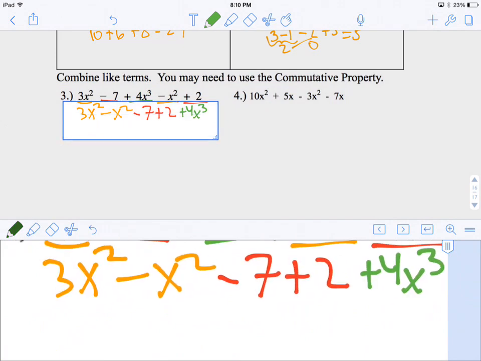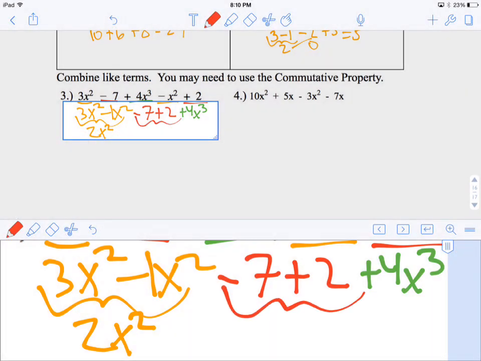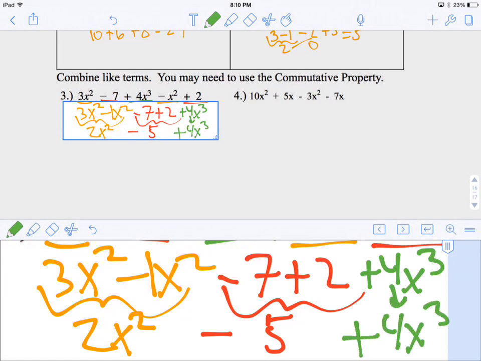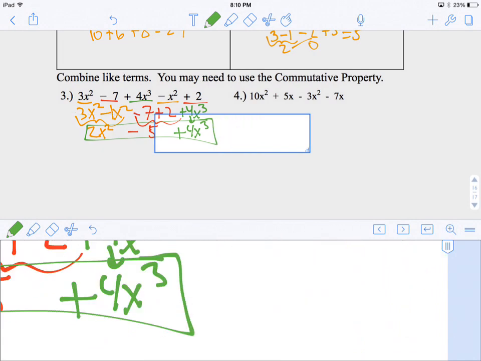Now I'm going to actually start combining. So 3x squared minus, this is how many x squareds? Well, there's no number in front, so we know there's only one of them. This is 2x squared. In my reds, we have -7 plus 2. That's adding and subtracting integers. That's -5. So now we have 2x squared minus 5. And for our green one, we don't do anything. We just copy down plus 4x cubed. Okay, this whole expression down here is combined, and we're done.